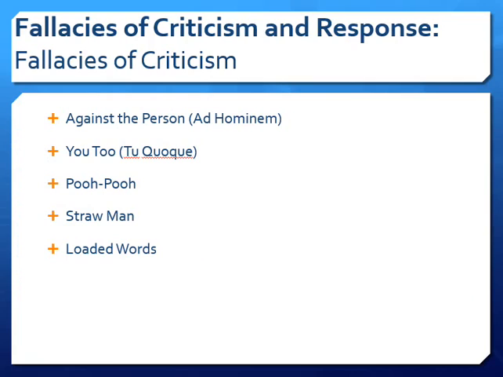Though some of these fallacies can occur in a non-dialectical manner, these fallacies have to do with responding to criticism and criticizing an argument.